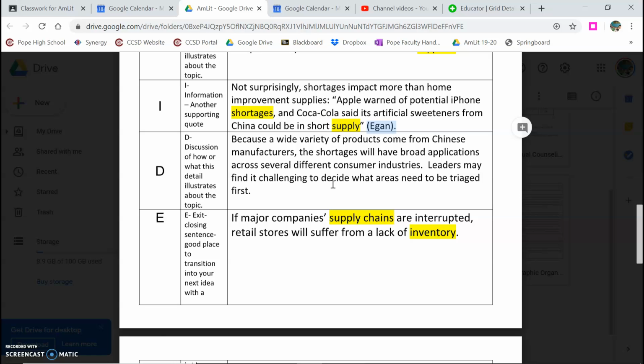And then finally, we have our exit or our closing sentence, which will also help transition us into our next TIDIDE paragraph. My closing sentence is, if major companies' supply chains are interrupted, retail stores will suffer from a lack of inventory. So hopefully you can tell from my exit sentence that I'm going to be moving into the impact on retail stores as I continue to discuss the economic ripple for the coronavirus. So there's your example for your TIDIDE paragraphs.